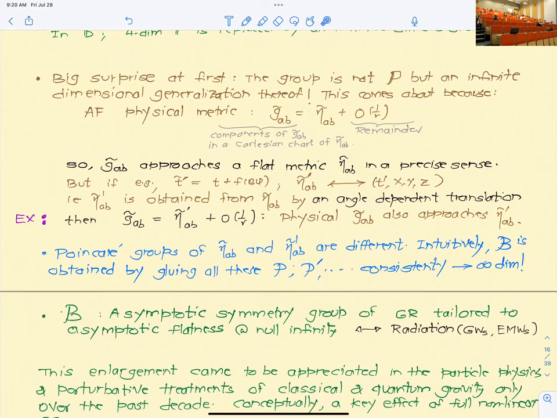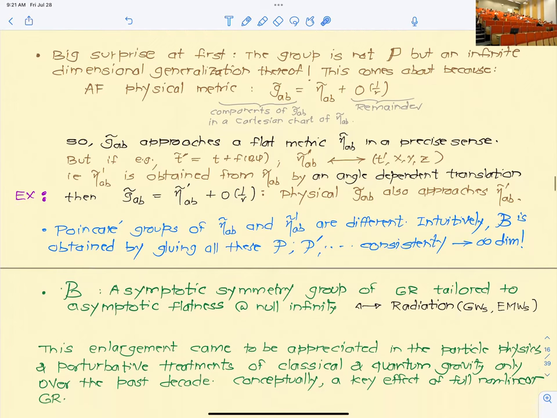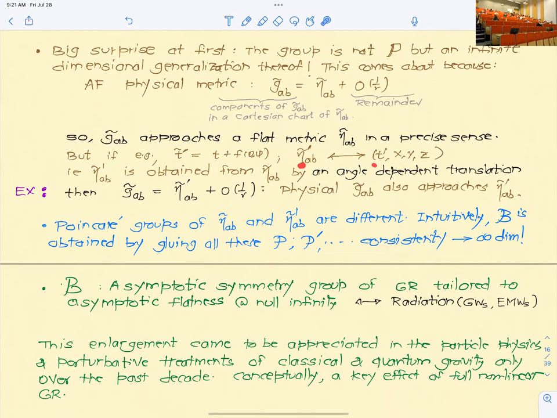Now you can check that if I have g tilde ab such that its components in the Cartesian chart defined by eta tilde ab fall off like 1 upon r, then its components in the Cartesian chart defined by eta prime, namely t prime, x, y, z, also behave like the Minkowski metric in the new chart plus a term of the order of 1 upon r with respect to the new chart. So the physical g tilde ab also approaches eta tilde prime ab. This is an important exercise, and I urge you to do it.